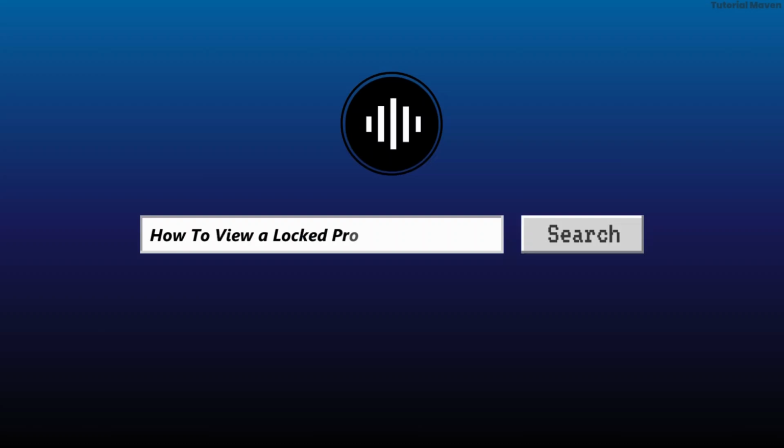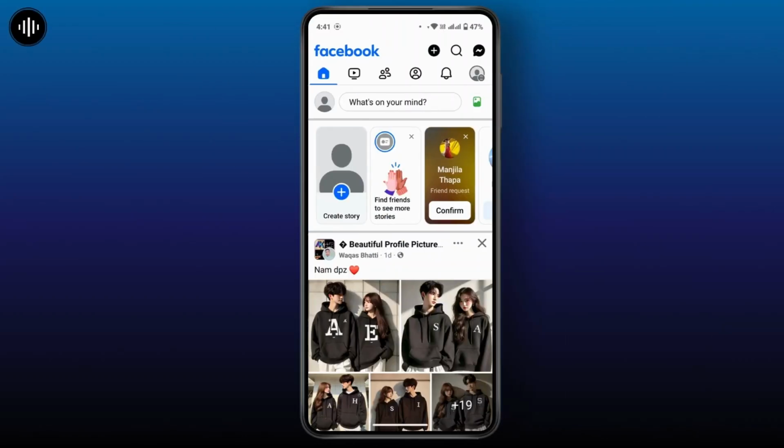How to view a locked profile on Facebook. If a profile is locked on Facebook, that means the account owner has set their privacy settings to restrict who can view their posts, friend list, and other details. So, viewing a locked or private Facebook profile without the owner's consent is against the Facebook privacy policy and violates the guidelines. Facebook privacy settings are designed to protect users' information and prevent unauthorized access to personal content.